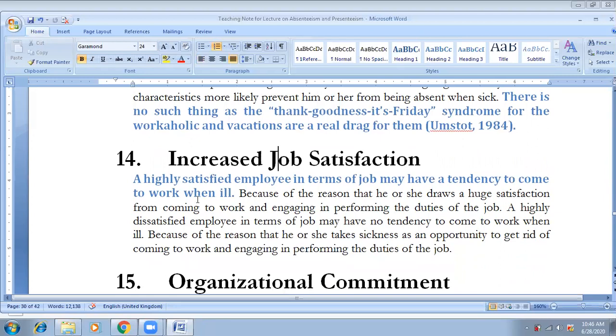Of course, if the person is highly satisfied with the job, then the job is the pursuit of satisfaction, or a major pursuit of satisfaction. Then in order to get that satisfaction, the person tends to come to work while being sick, while being ill.